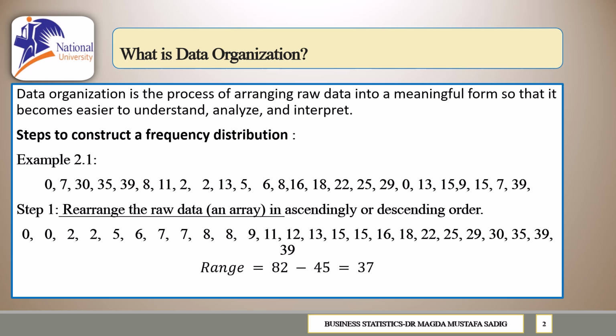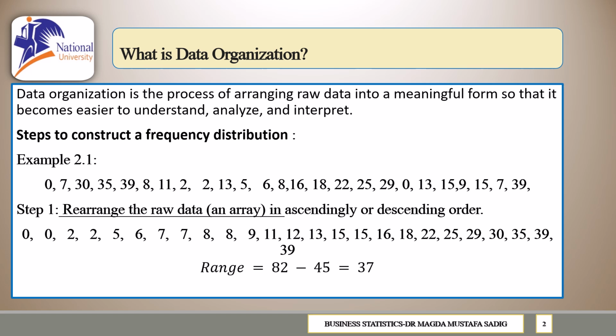For example, we can immediately identify which values occur most frequently, whether most observations are high or low, and whether the data are spread out or concentrated. Data organization transforms a confusing list of numbers into useful information.